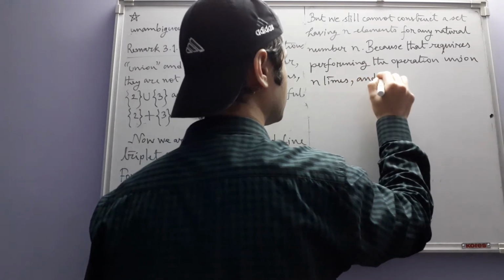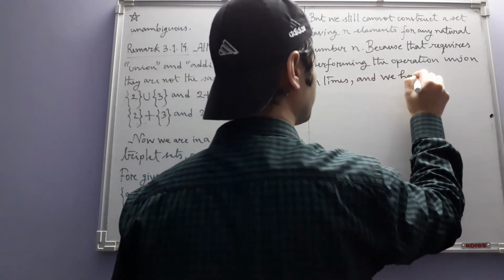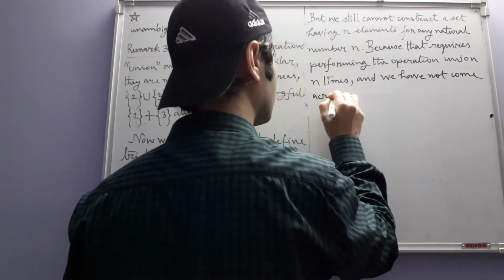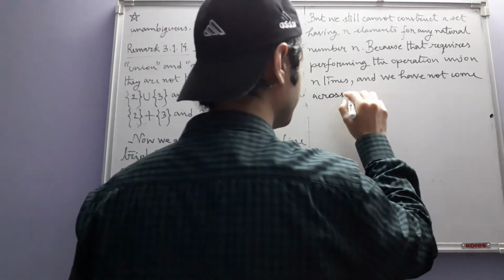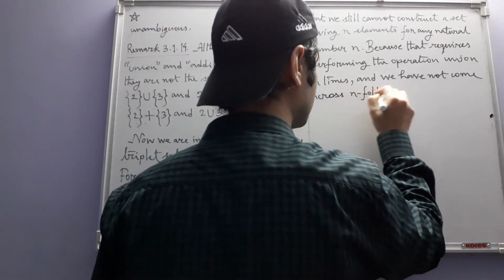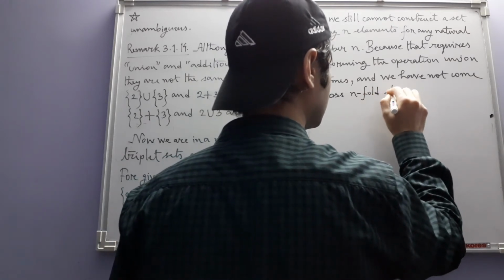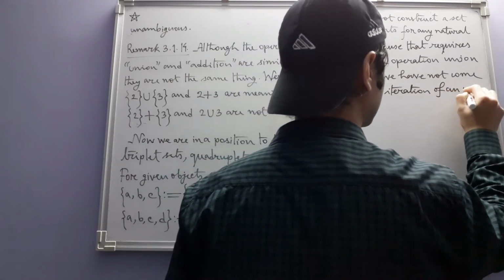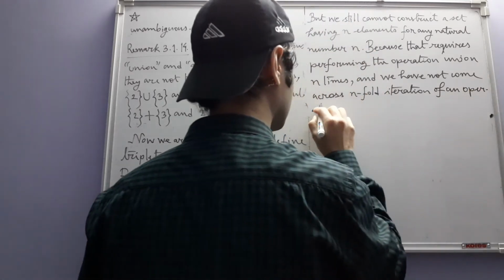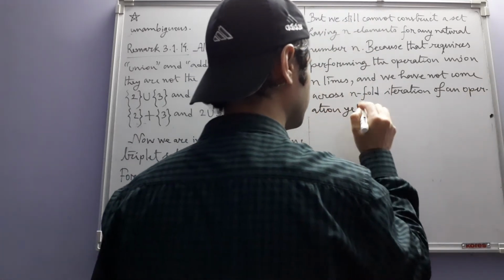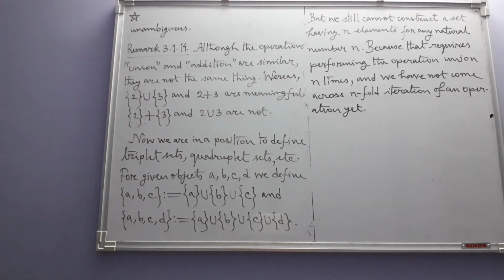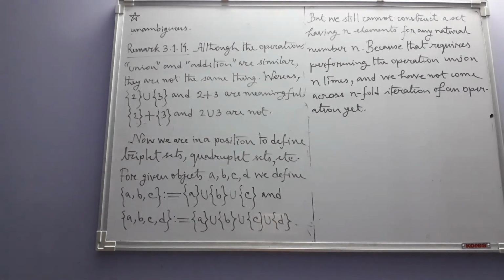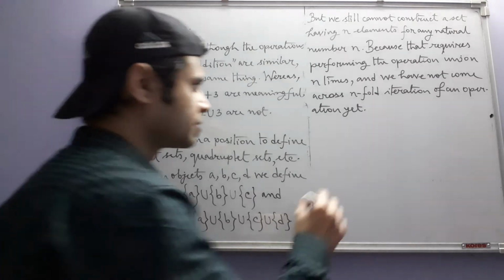And we have not come across n-fold iteration of an operation yet. Because of this reason, we still cannot define or construct axiomatically a set having n elements where n is any natural number.